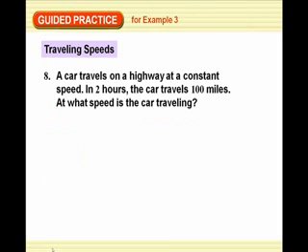So let's check out number 8. A car travels on a highway at a constant speed. In 2 hours, the car travels 100 miles. At what speed is the car traveling? And speed is another word for rate. How fast was it going? So let's write the formula. Distance equals rate times time.